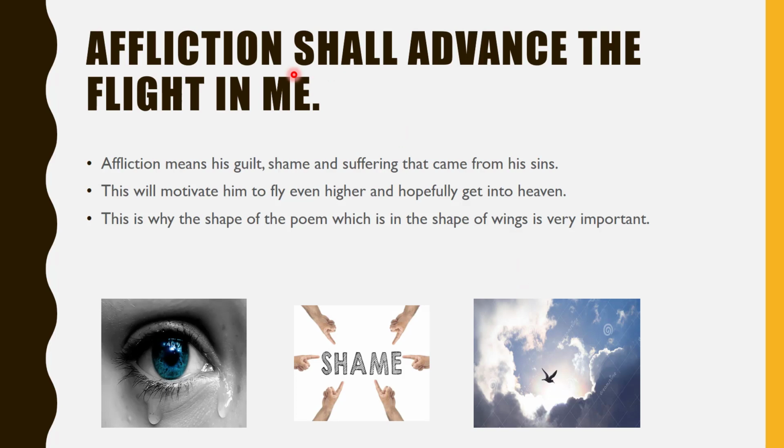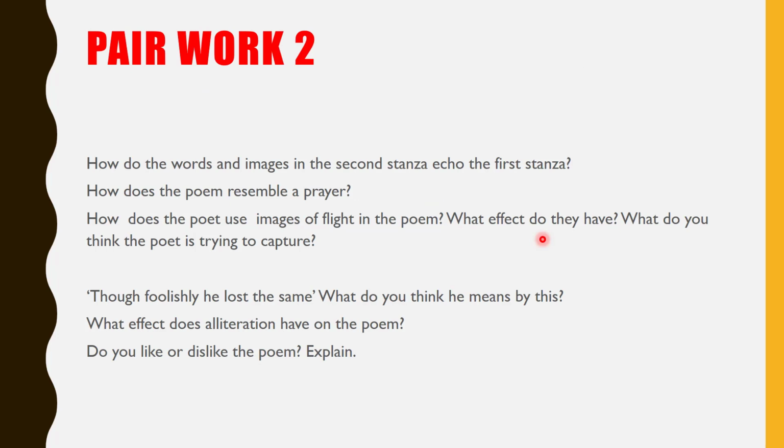Affliction shall advance the flight in me. Affliction means his guilt, shame and suffering that came from all his sins. When he thinks of all this pain and suffering and shame, this will motivate him to fly even higher and hopefully get into heaven. And this is why the shape of the poem, which is in the shape of wings, is very important. How do the words and images in the second stanza echo the first stanza?